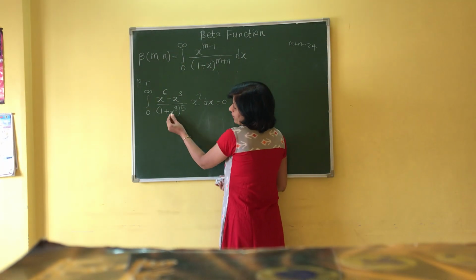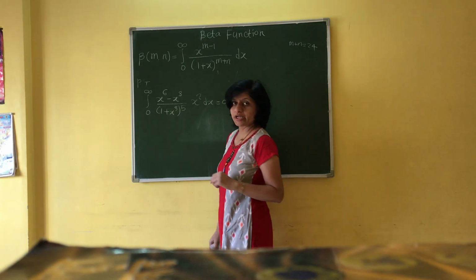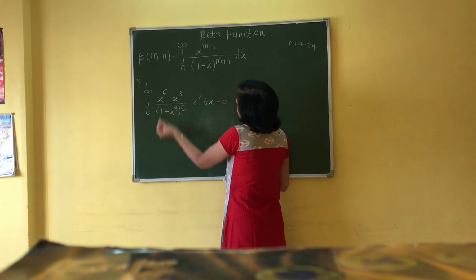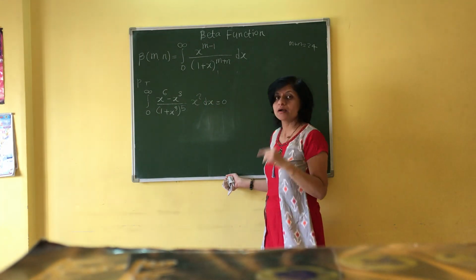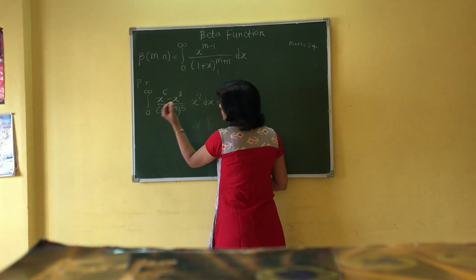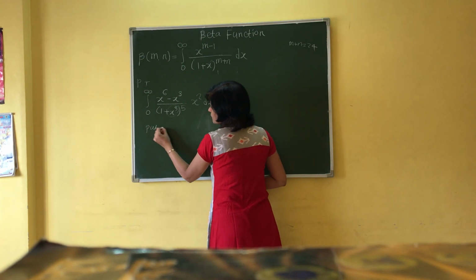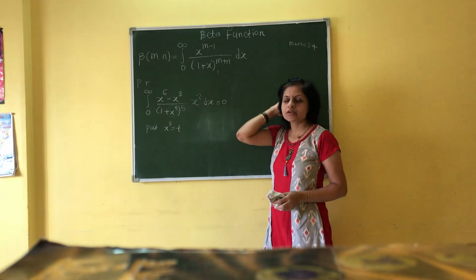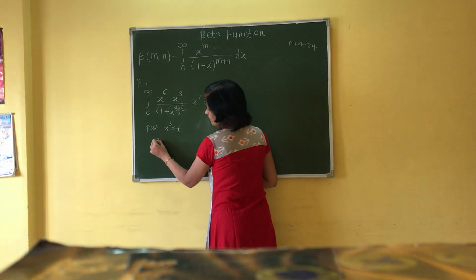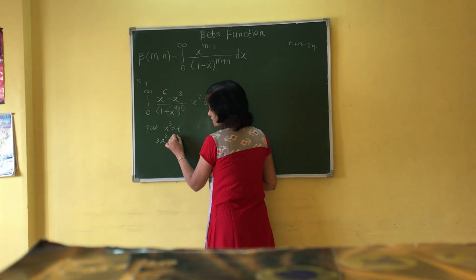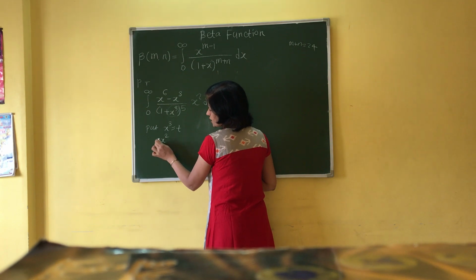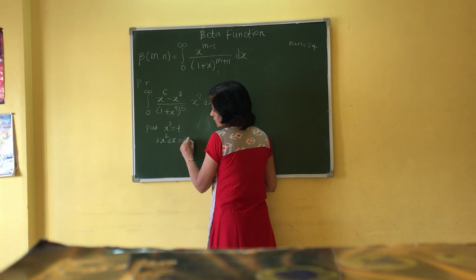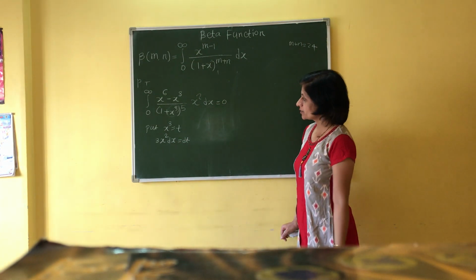Here the power of x that you have to solve is 3, so you have to reduce this. So reduce this integral to property of beta by putting x cube is equal to t. Put x cube is equal to t. Differentiate with respect to t. Derivative of x cube is 3x square, so 3x square into dx is equal to dt.